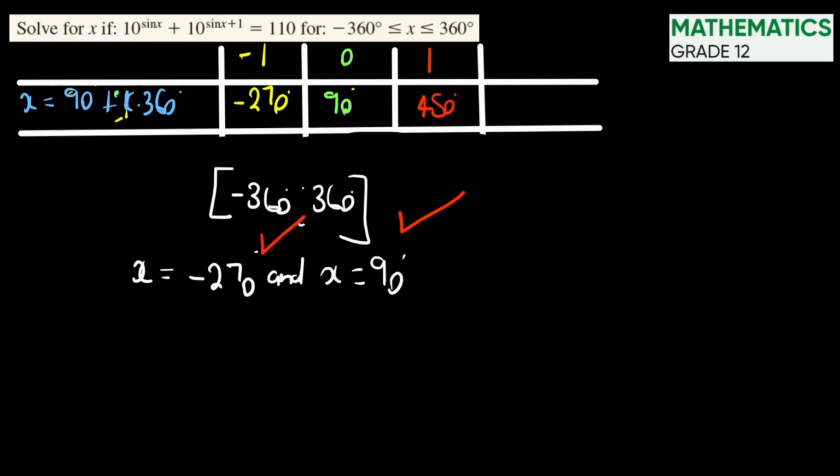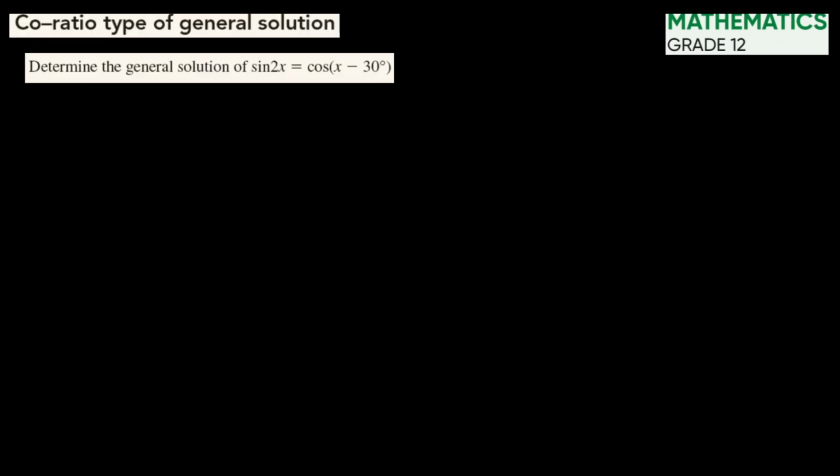Let's move on to the exercises that have a co-ratio, which a lot of learners tend to struggle with. So I'll be breaking it down so as to simplify it. Consider the co-ratio type general solution. We were given the general solution of sine of 2x equals cos of (x minus 30 degrees). This is one of the sections of general solution that a lot of learners tend to struggle with, but I'm sure after these examples you'll be able to really tackle these questions without any problems.